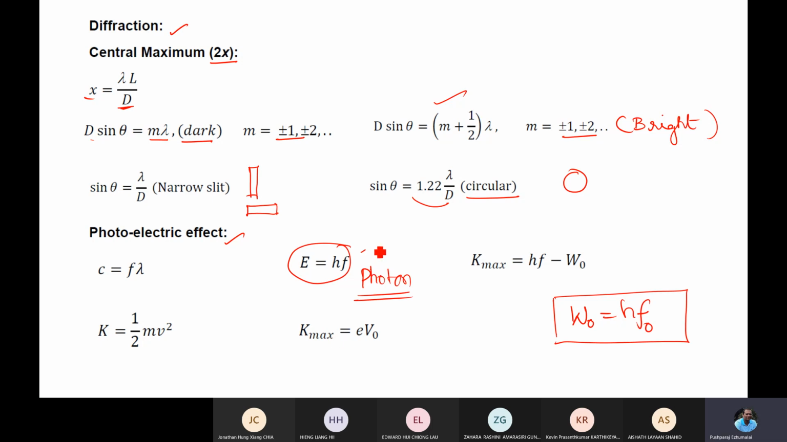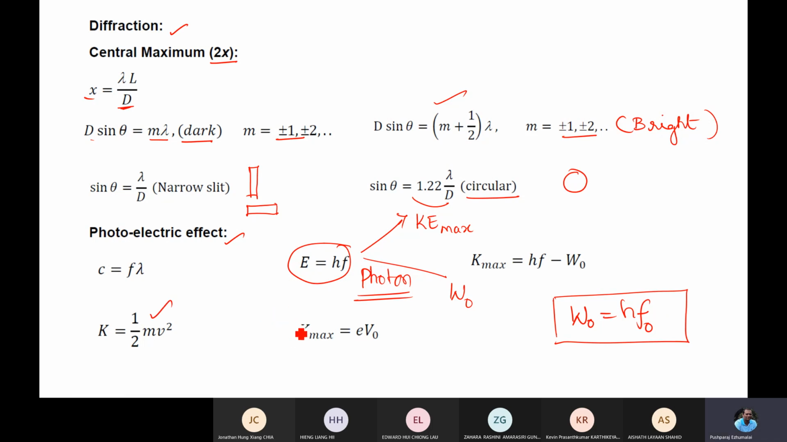This energy is used in two ways. One is to remove the electron, called the work function, and the other part of the energy is used to move the electron, called kinetic energy. The kinetic energy, we already know the formula, is half m v squared.